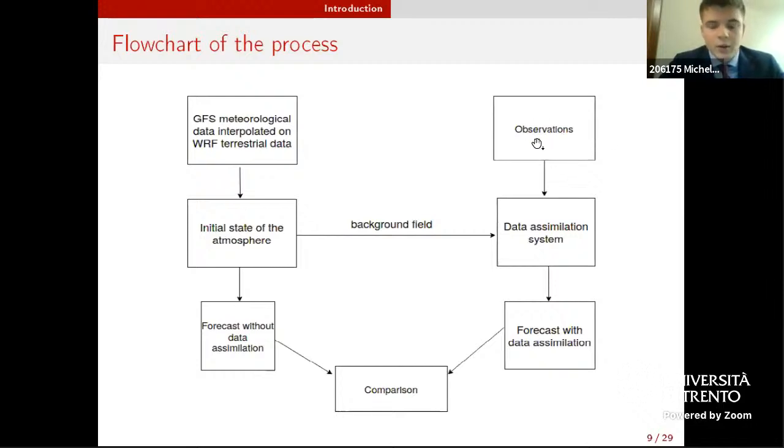Observations that undergo an elaborate pre-processing phase in which they are fit for the introduction in the model. So the minimization algorithms work to provide the updated initial state from which a forecast, now enriched with the information coming from the assimilated observations, can be executed. Finally, a comparison between these two kinds of forecast valid at the same time can be executed to see if there are any improvements brought by the assimilation of the observations.